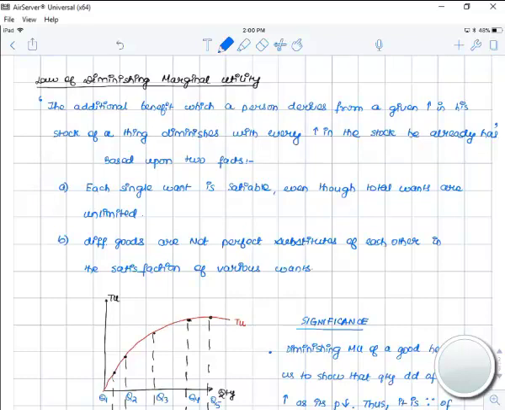Well, this is based upon two things. One, even if you look at the total amount of wants which the individual has, they can be unlimited, right?